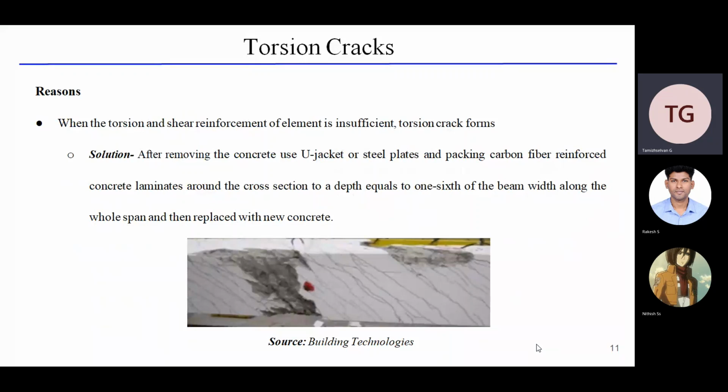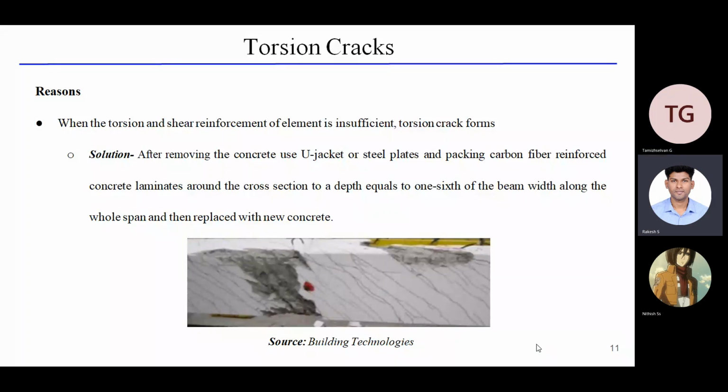The solution for torsion cracks is, after removal of concrete using a U-jack and a steel plate, to pack carbon fiber reinforced concrete laminate around the cross sections to a depth equal to one sixth of the beam, along the whole span, and then replace it with new concrete.